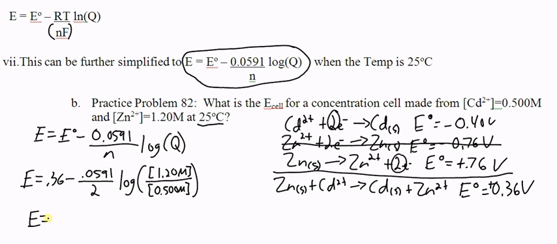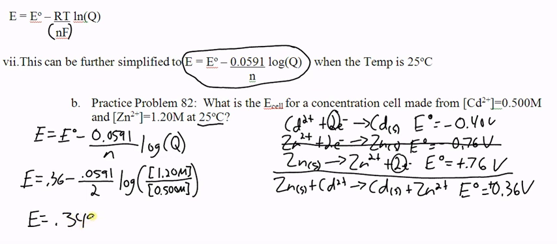And so let's see what we can spit out here in terms of a result for this. So 0.36 minus, and just for good measure I'm going to group all this together, 0.0591 divided by 2 times the log of the quantity 1.20 divided by 0.500, and we end up with a value. Got a lot of decimal places here. I'm looking at my concentrations. I had 3 sig figs there, so I'm going to stick with that.